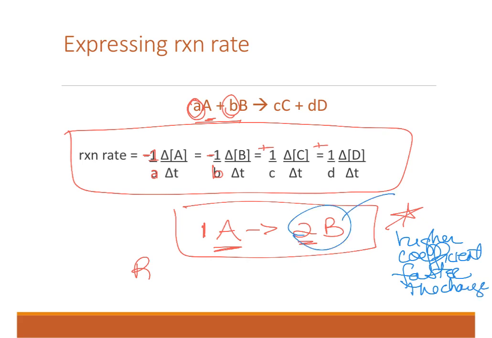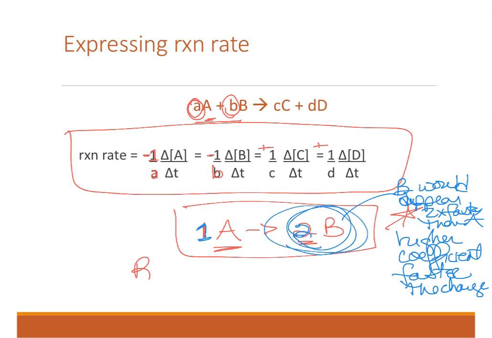So in this case, B would appear, not disappear, sorry, it's a product, 2 times faster than A would disappear. Because for every one A that disappears, we get 2 B's. So the concentration of B is going to change twice as fast as the concentration of A.